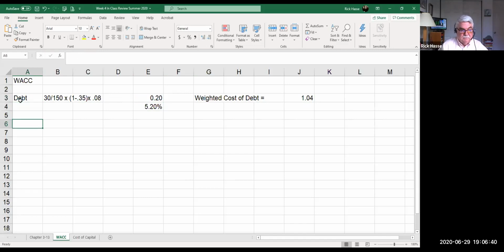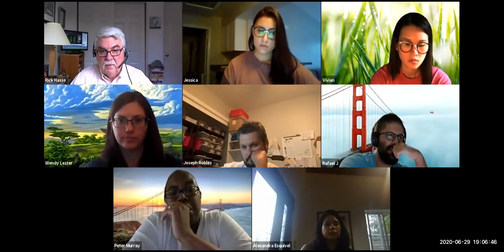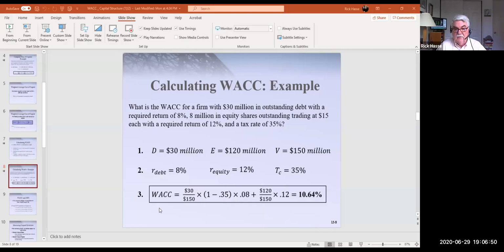Let's do equity. Okay, remember we're working on this problem here. So now we're going to do this equity portion right here. 120 million equity value as a percent of the total value, 150 times 12%. And we're going to add them together. So let's do that.